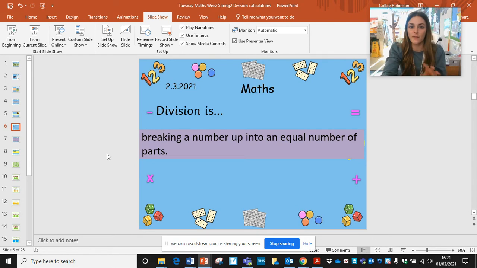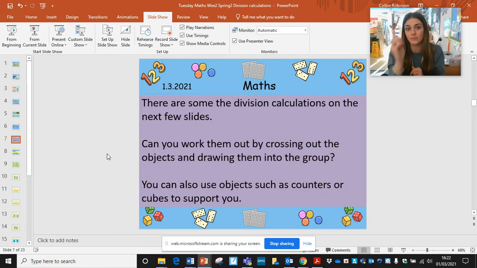Okay, so division is breaking a number up into an equal number of parts. So like we did with the sharing, we had to make sure that each group had the same amount. So equal means the same, so that it's fair.